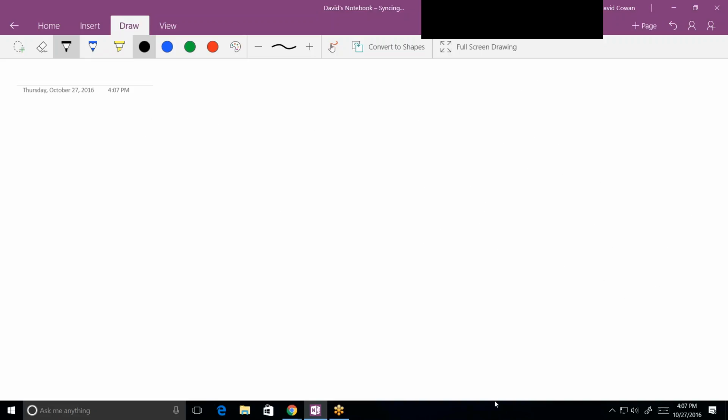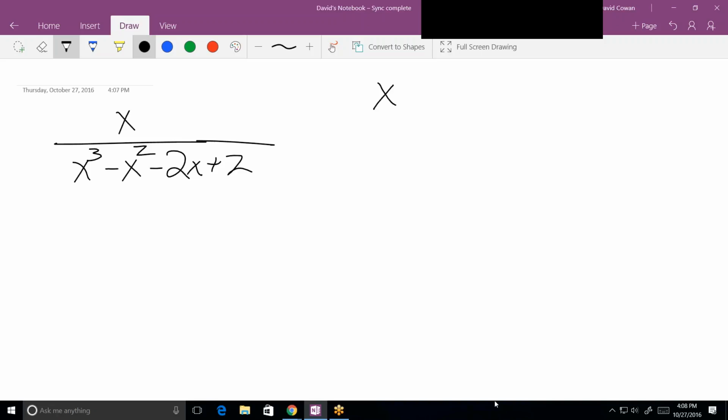All right. Another one of those. This one's a little bit harder. Okay. So this one is x over x to the third minus x squared minus 2x plus 2. Notice what we have in the bottom. This actually is going to be an easier one because you don't end up with an irreducible quadratic. What made the last one hard was the fact that the denominator had an irreducible quadratic. This, you'll notice, can be solved by grouping.